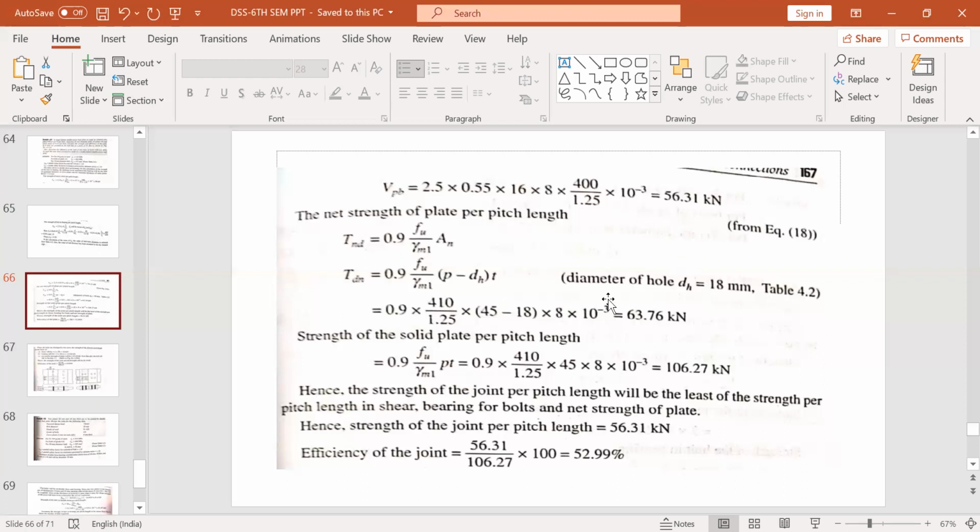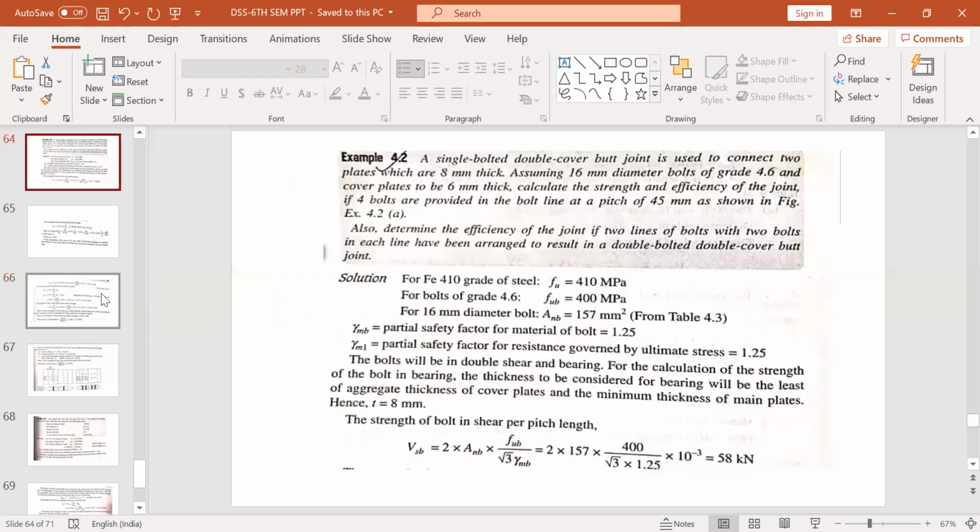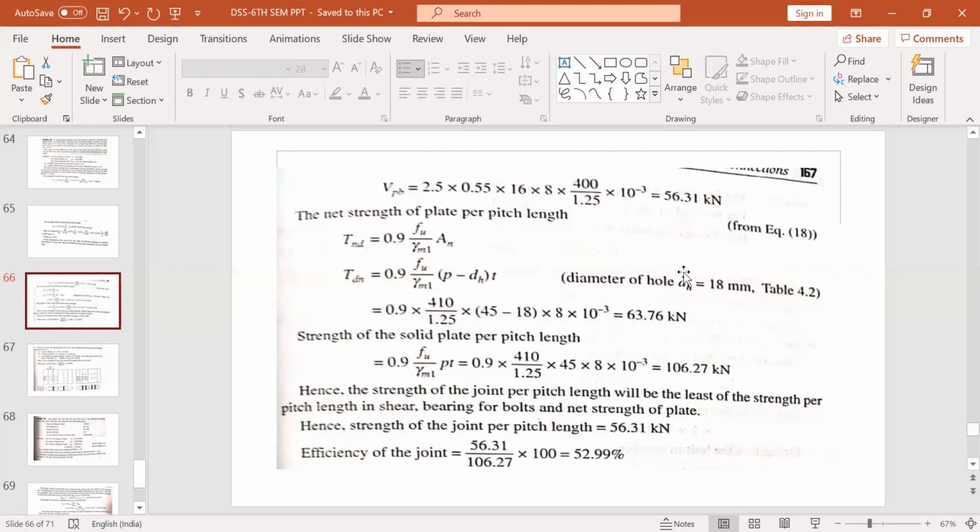So what is the minimum out of these three? The first one was 58, the second is 56, the third is 63. So 56 is the lowest strength, and it is in bearing. The total strength of the solid plate is 106. So the efficiency is 52.9, that is 53%, the efficiency of the joint given in the question for the first part.